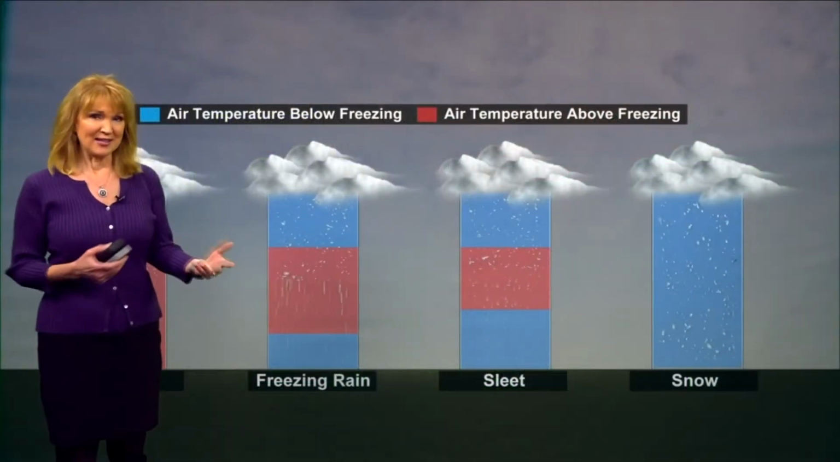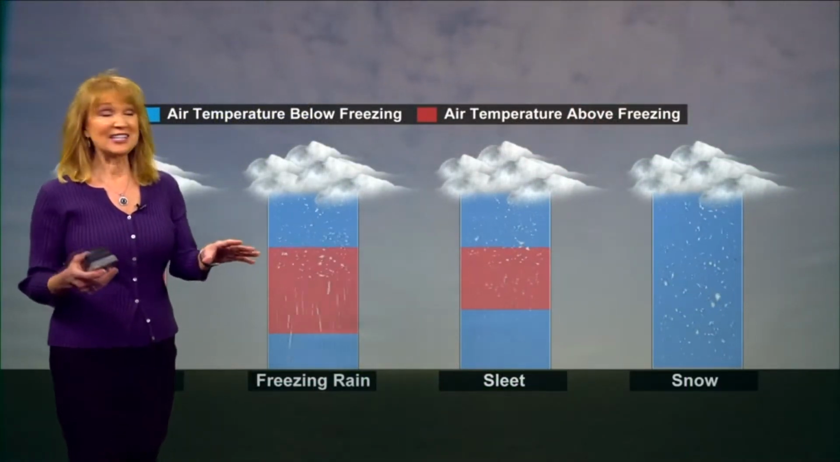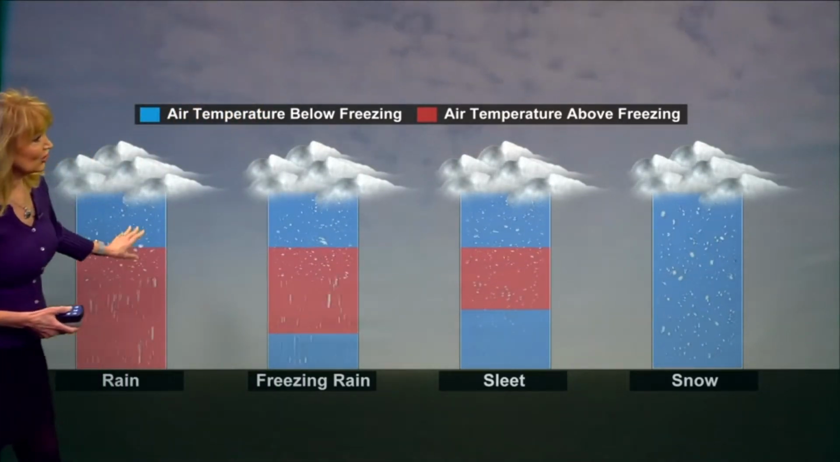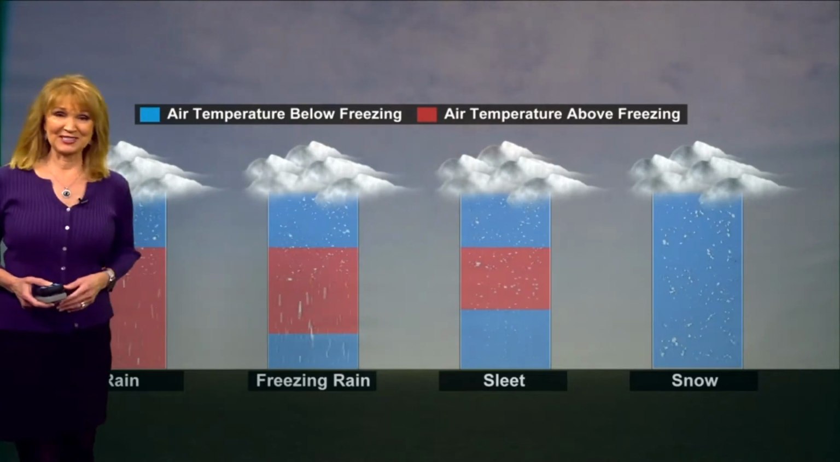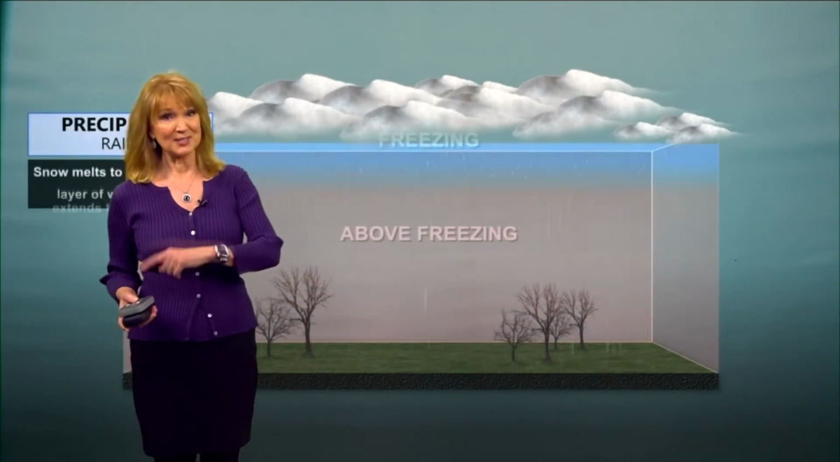But how do we get the different types of precipitation? Temperature is key. From snow to sleet to freezing rain to just plain rain falling from the sky. So let's break it down for you, give you an idea how one forms and another forms. Let's start first off with just plain rain.